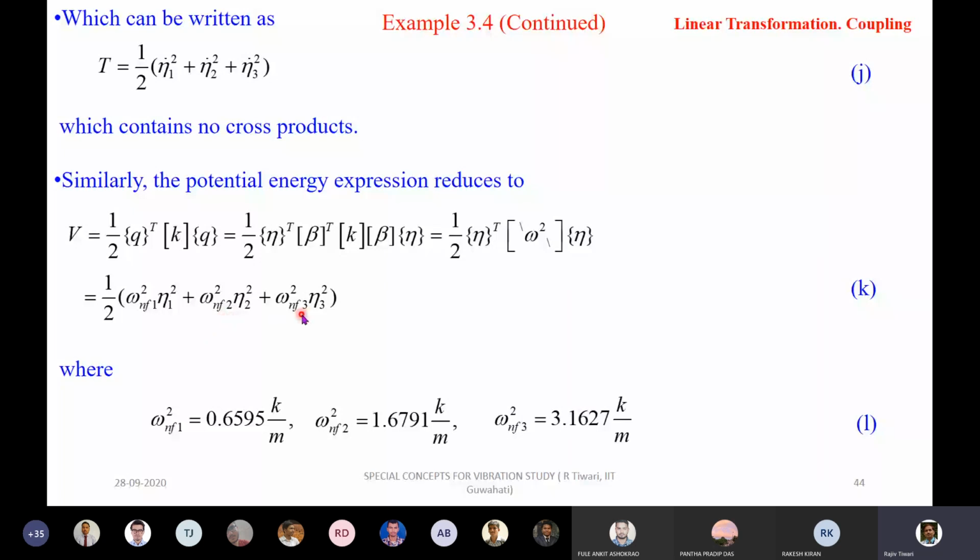But this is a very specific example. How beta has come, we'll see in the next chapter. They are actually the eigenvectors of the system, which we'll be solving in the next chapter. Once we have such a transformation, the equation of motion has no coupling term, so we'll get eta 1 double dot plus natural frequency squared times eta 1 equal to 0. So very simple equations we get using such a transformation.